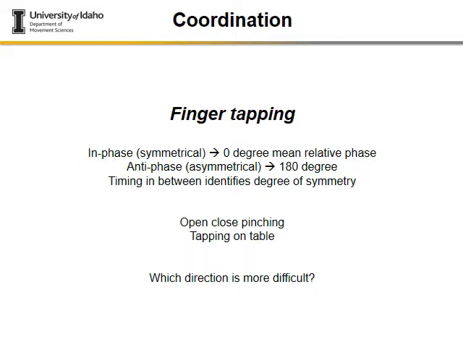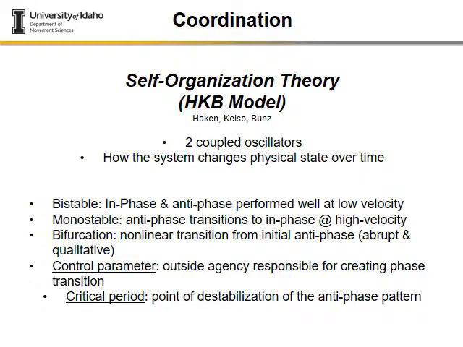and this applies to finger tapping and the timing between things that have more symmetry in the motion. So based on this self-organization theory by Haken, Kelso, and Bunz, called the HKB model, it's the idea that these two coupled oscillators in a system behave in a preferred state, in the physical state over time, and it's changing back and forth, right?